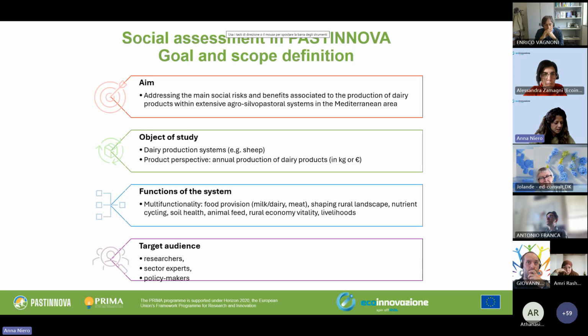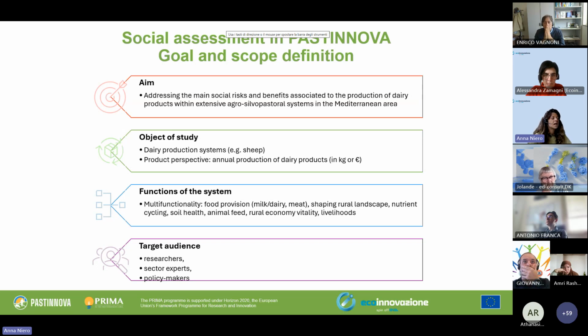One of the most interesting but also challenging aspects within this specific context refers to the functions of the system that need to be accounted for. In this context, we need to address multifunctionality, since we know that extensive pastoral systems not only provide dairy products and food products, but also many other ecosystem services and different functions. This is also something that we would like to further investigate together with you to collect your feedback on this specific aspect.